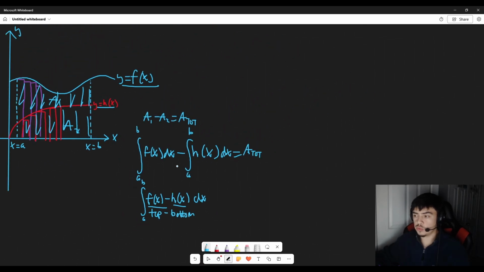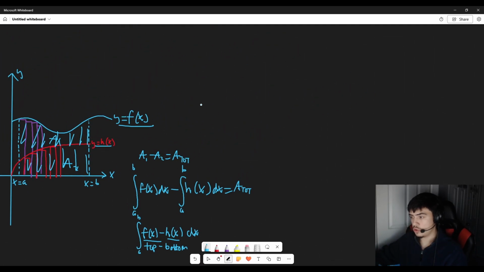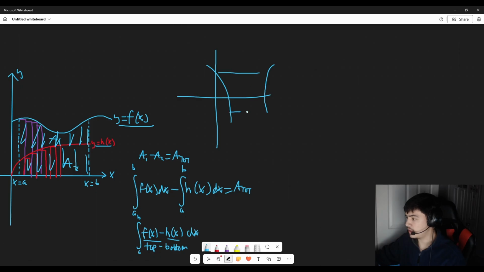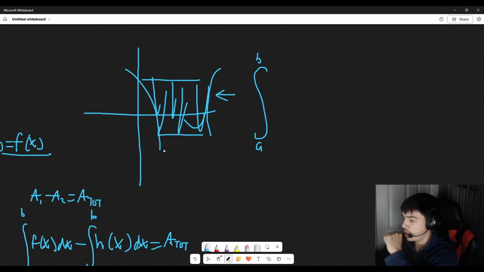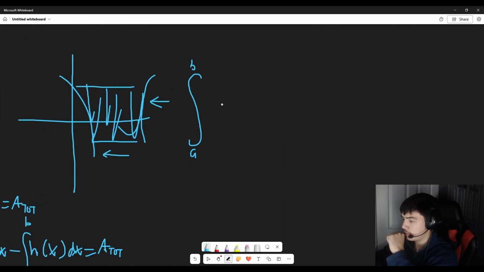And if we're doing this with respect to y, with a function of y, it's basically the same thing. If we have a function like this, so we have 2 parabolas and we want to find the area between here, we will be doing the integral from the same thing, a to b, of the right function, this right function, subtracted by this left function.